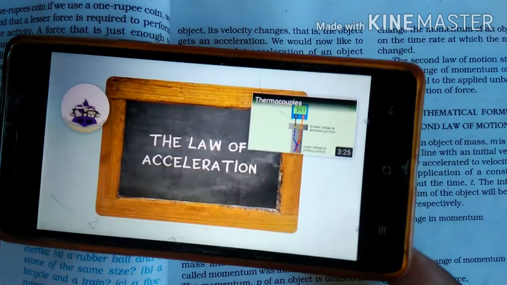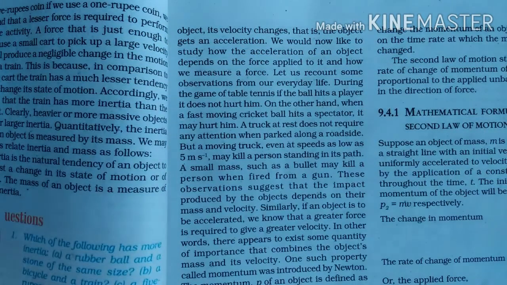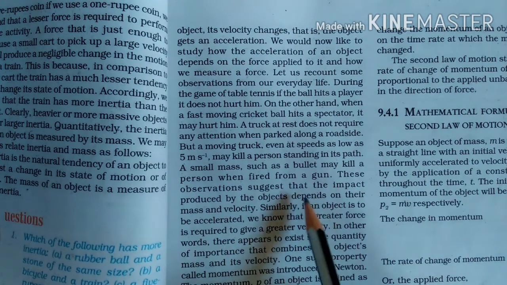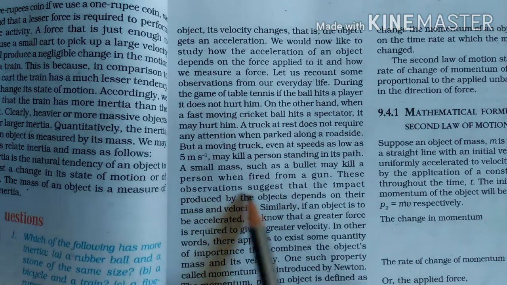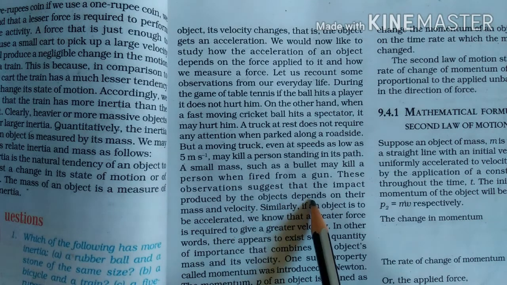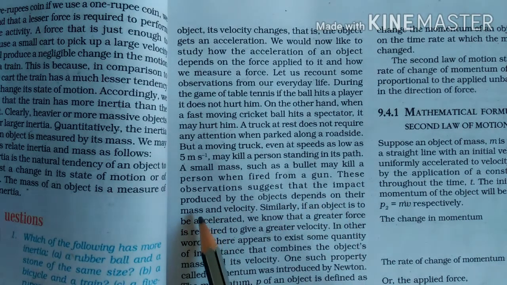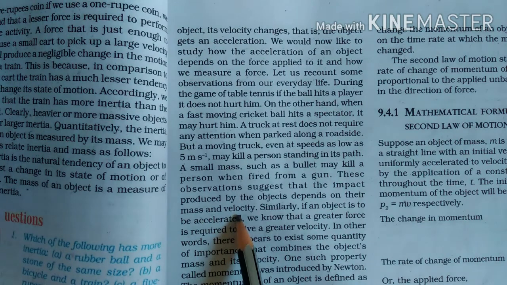Newton's second law, the law of acceleration. I hope you understood it from the video. Some part means the observation suggests that the impact produced by the object depends on its mass and velocity.